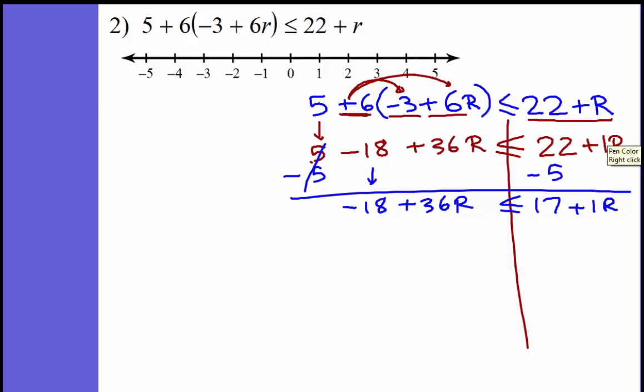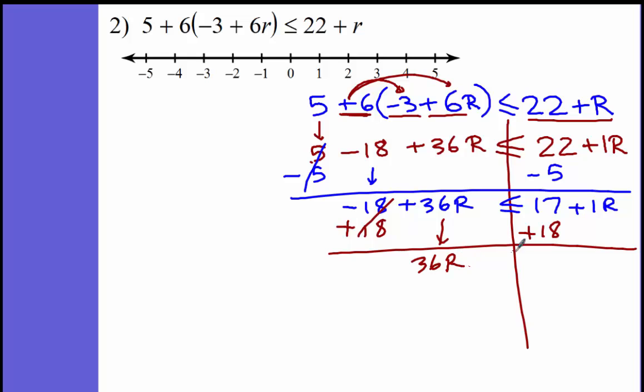Okay? Next, I look at the next thing. The 18 is wrong too because it doesn't have an R, so you gotta go to the right. So you do the opposite, plus 18, plus 18. Boom. You carry down the 36R, and 17 plus 18, that's 35. And you carry down the 1R. So I'm done moving things from the left of this inequality.